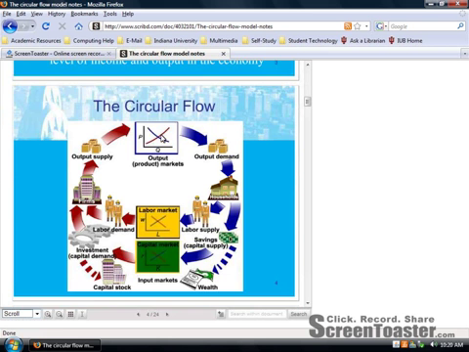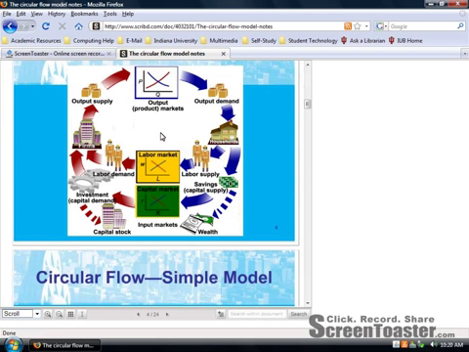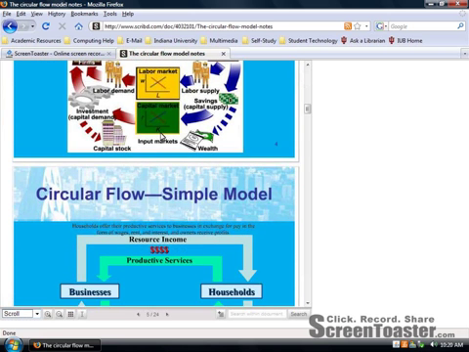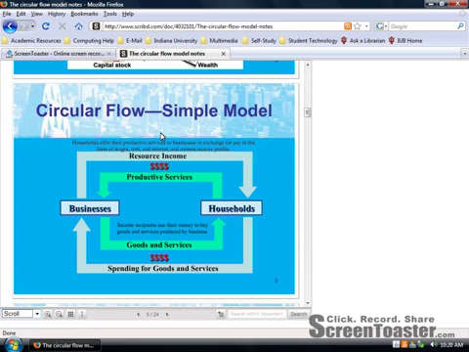And here's the circular flow that I said we would see. Take a minute to look at that. And once you're done looking at that, you can see a simple model of the circular flow on the next slide.